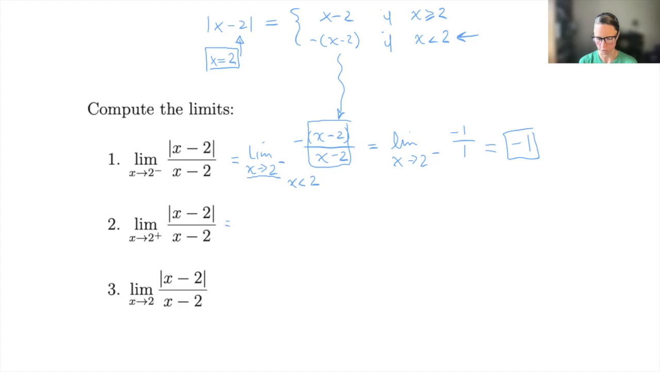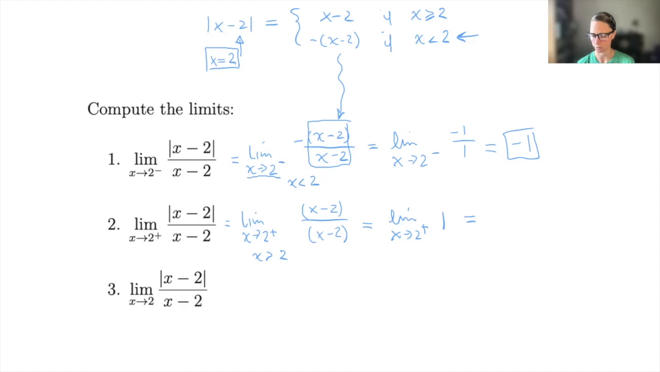Similarly, approaching 2 from the right side allows us to think about only x values that are greater than 2. This tells us we can replace the absolute value of x minus 2 with a positive x minus 2. And again, we can do the cancellation. So again, just algebra, not taking the limit. When we take x minus 2 and divide by x minus 2, we're left with 1. And now we can take the limit.